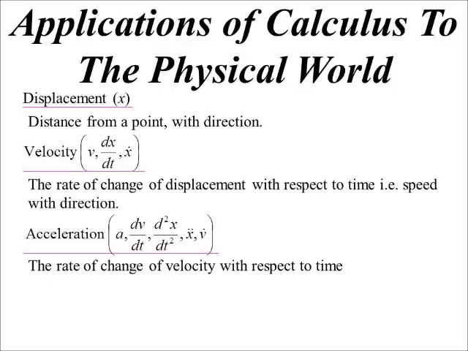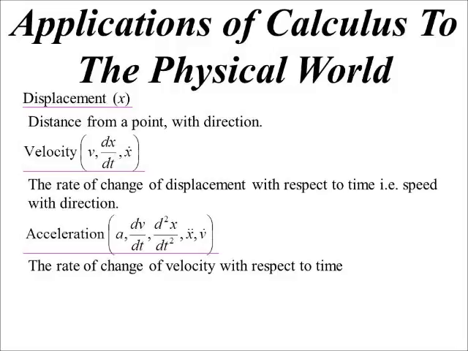So we could call it dv/dt, or we could call it the second derivative of displacement with respect to time. So using the dot notation, we could have x with two dots on top, representing second derivative, or v with one dot on top, representing first derivative. Now, it's the rate of change of velocity with respect to time.